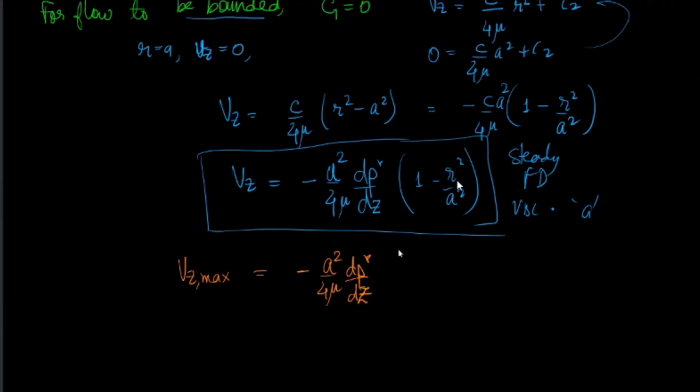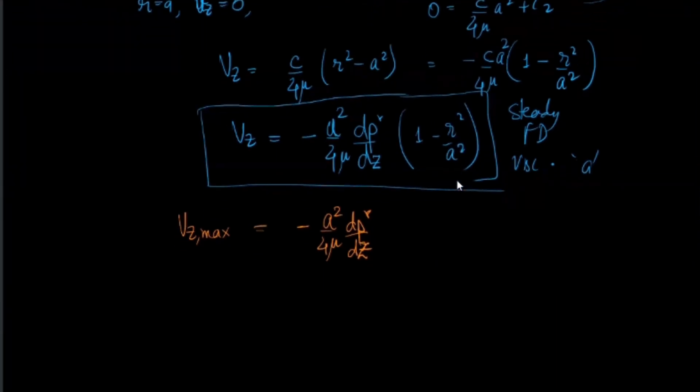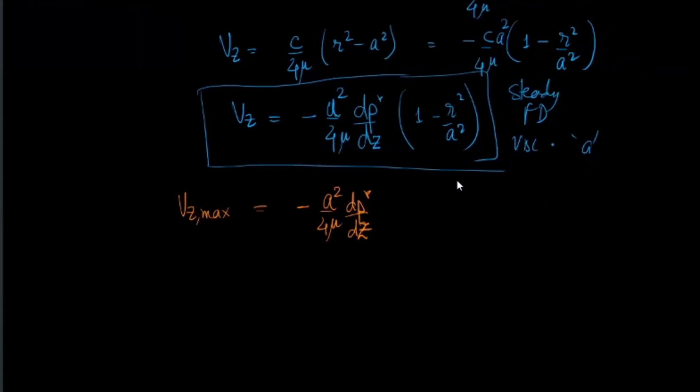So with the help of this maximum velocity, we can write down Vz upon Vz max as 1 minus r square by a square. A very compact way of writing it.